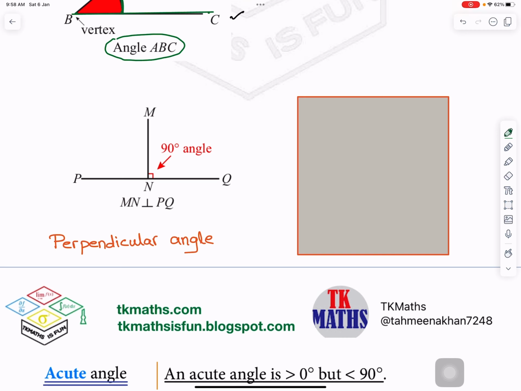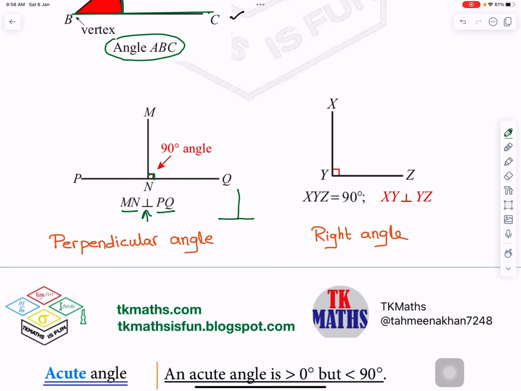Perpendicular angle means it is 90 degrees. And this is the symbol for perpendicular. This symbol is called the perpendicular symbol. So MN is perpendicular to PQ. It means you have 90 degrees here. And in a right angle triangle, you can see here XY is perpendicular to YZ.